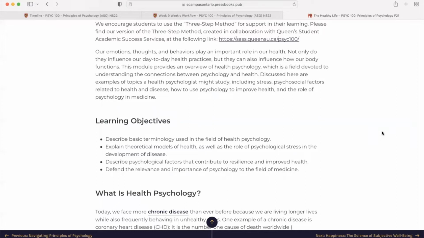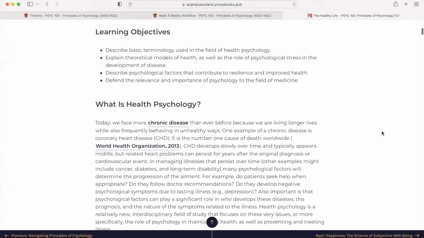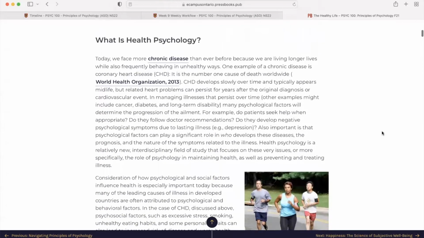The learning objectives to keep in the back of your mind as you listen or read along in this open courseware are: describe basic terminology used in the field of health psychology, explain theoretical models of health as well as the role of psychological stress in the development of disease, describe psychological factors that contribute to resilience and improved health, defend the relevance and importance of psychology to the field of medicine. Oh yeah, this is going to be an awesome chapter.